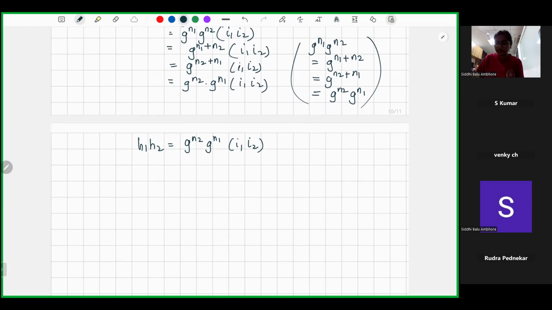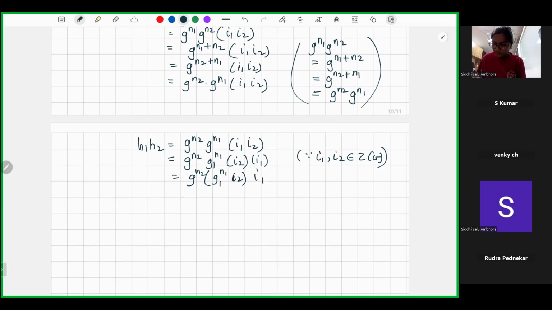Okay, and now I can again switch them. Since I1, I2 belong to ZG, I have this g power n1 I2 I1. Since I1, I2 belongs to ZG, this implies that g power n2, and now I can combine these two, g power n1 I2 I1, and this will give me n2.